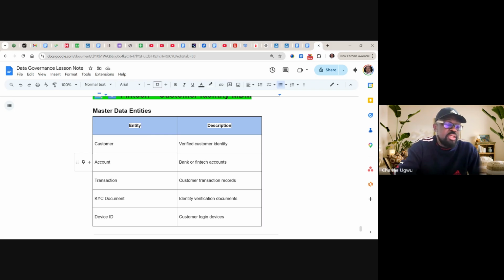KYC is identity verification documents. That's know your customer. You have to provide a series of documents that will match them together. Once such documents are matched together, you know that you have identified a kind of identity authentication of that particular customer. And device ID, that is customer login device.